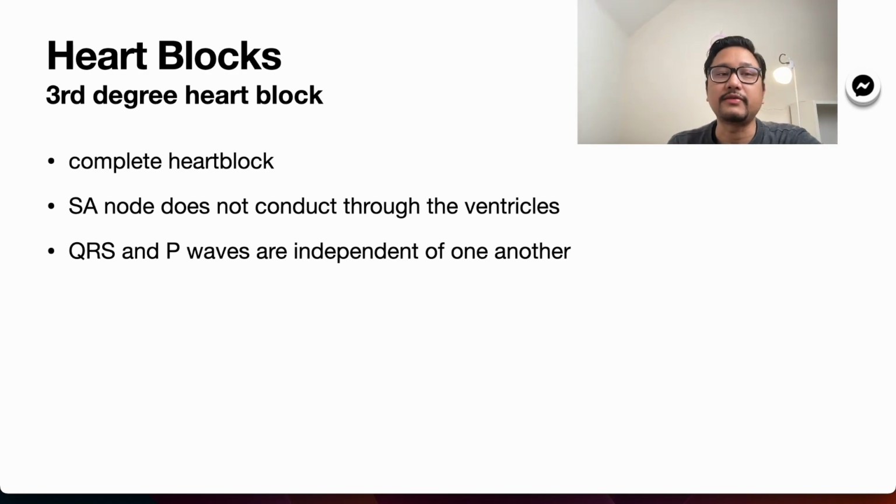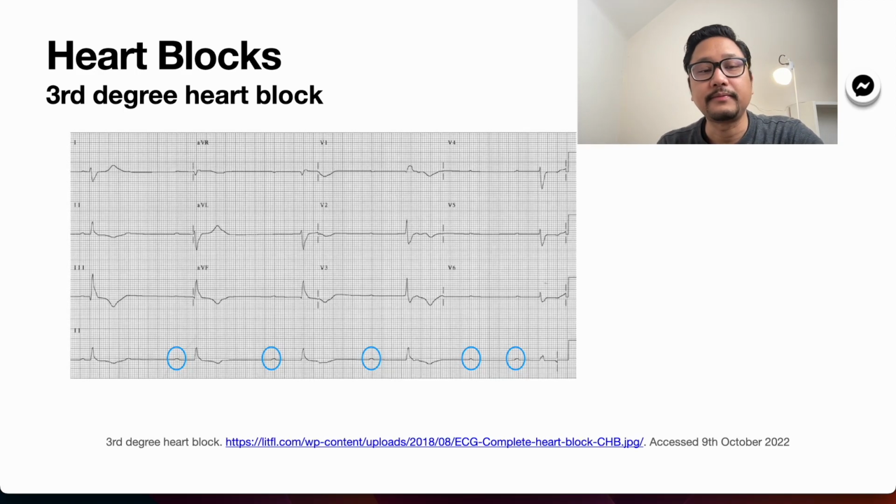So let's now talk about third degree heart blocks. If the AV node or the bundle of His is completely cut off from the rest of the heart, then a third degree heart block will occur. This is known as, of course, complete heart block, and the SA node does not conduct through to the ventricles, so the QRS and the P waves are independent of one another.